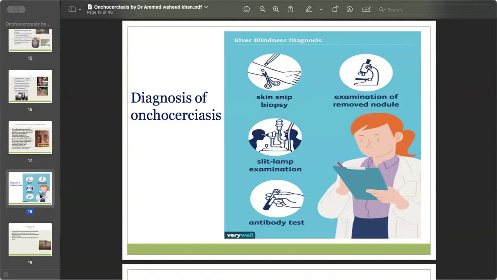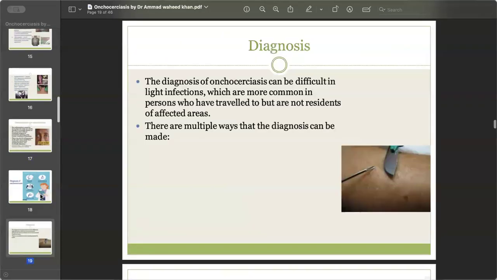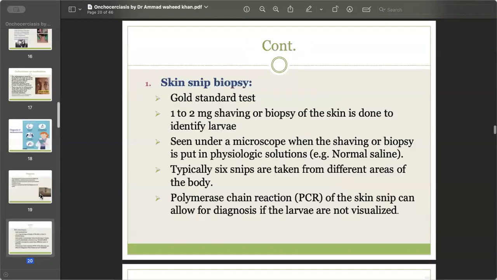Diagnosis of onchocerciasis: skin snip biopsy, examination of removed nodule, slit lamp examination, or antibody test. The diagnosis of onchocerciasis can be difficult in light infections, which are more common in persons who have traveled to but are not residents of affected areas. There are multiple ways that the diagnosis can be made.